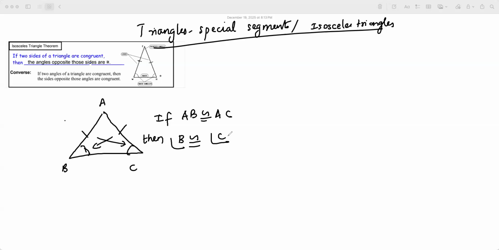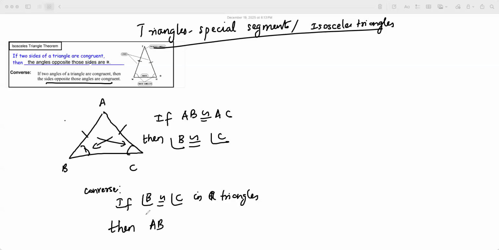Does that make sense? The converse of this theorem is, if angle B is congruent to angle C in this triangle, then sides opposite to the congruent angles are congruent. Then AB in this triangle is congruent to AC. Any questions?